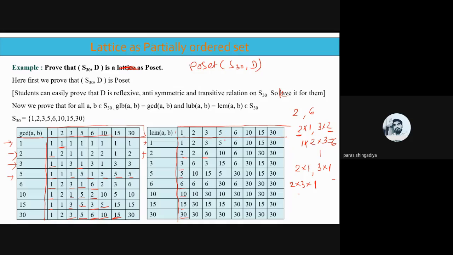Then 2 with 5, okay, 2 with 5. So it will be 2 into 1 and 5 into 1.